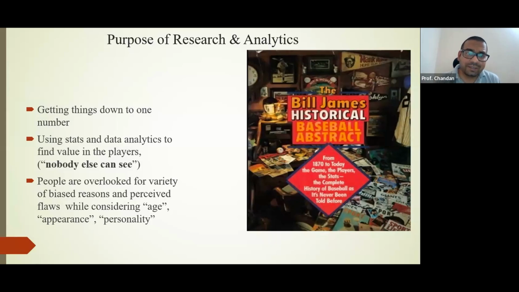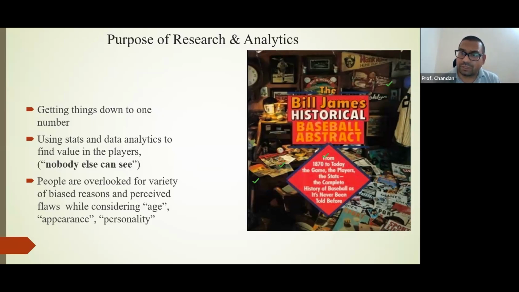Using stats, data analytics to find value in the players. And what kind of value? Value which nobody else can see. That is the role of the data scientist. That is the role of the analyst who is analyzing the data. And in the movie, Peter Brand played the role of the data analyst and he analyzed all the parameters, whatever stats and different characteristics. He had some great observations in the movie Moneyball, right?